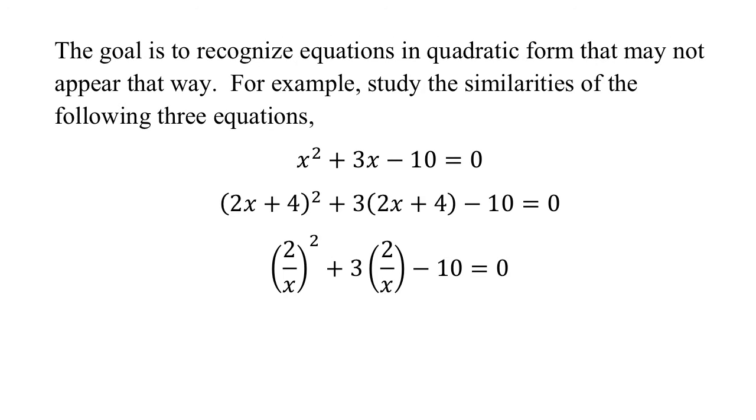It's what's being operated on. Normally, we know x as our variable of interest. But here, the quantity 2x plus 4 is like our x. Here, the quantity 2 over x is like our x. The quantity 2 over x takes the place of our x. You see what I'm saying?